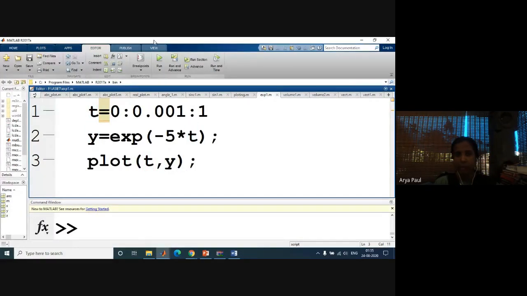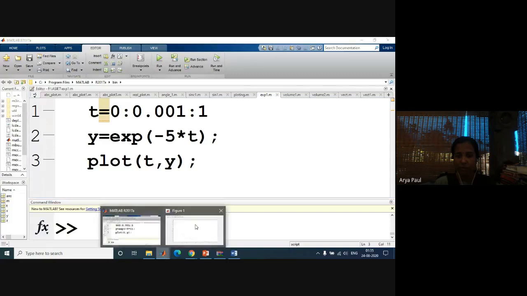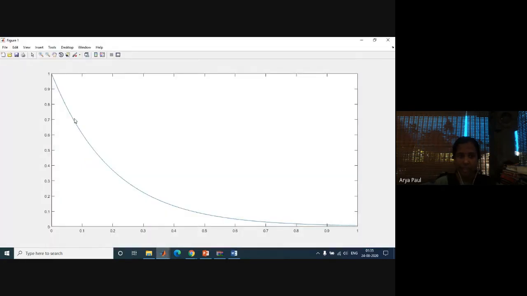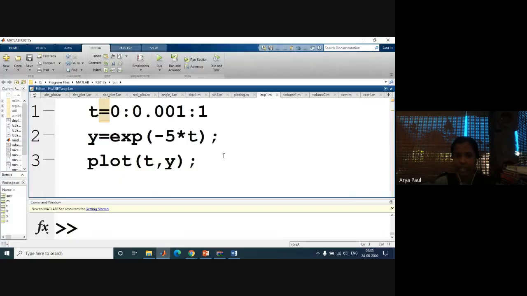So if I plot this, I will get an exponential waveform. See here, I got an exponential waveform. You can see that this is a decreasing exponential waveform. Here the values are decreasing, isn't it? How can you plot an increasing exponential?